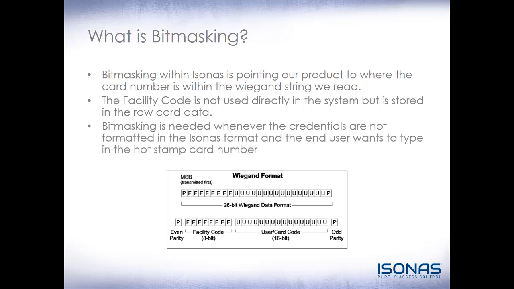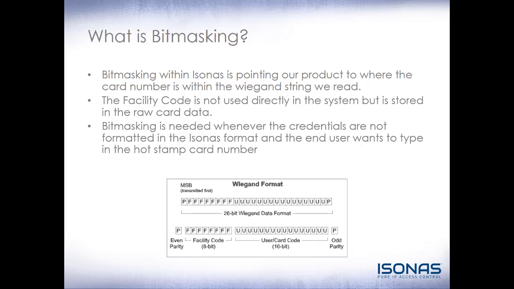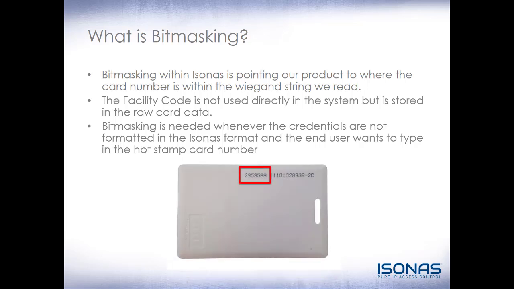Bitmasking is needed whenever the credentials are not formatted in the Isonas format and the end user wants to type in the hot stamp card number. You can always enroll cards manually via a reader no matter what the bitmask is, as it links the raw card data to the badge. This is what we call the hot stamp number on the card. For example, this is most likely a 37-bit card as we have a very long card number. This is the number that we would enter into the software if we had the proper bitmask set within Isonas.